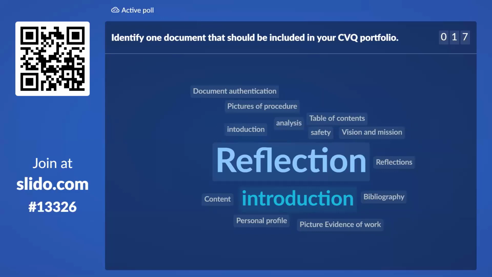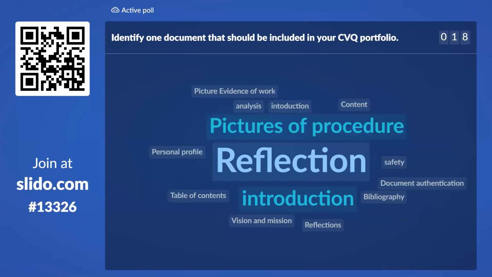All right, so document authentication. So you have an understanding of what it is that we are asking for. Pictures of procedure, all right, content, all right.